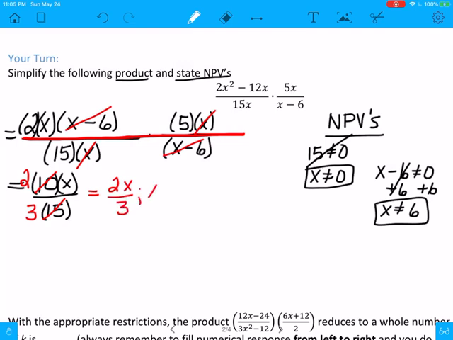I have to state my NPVs. X cannot equal 0 and 6.